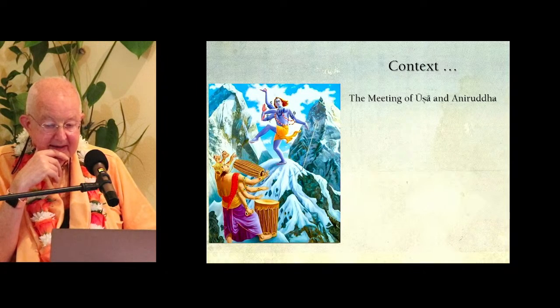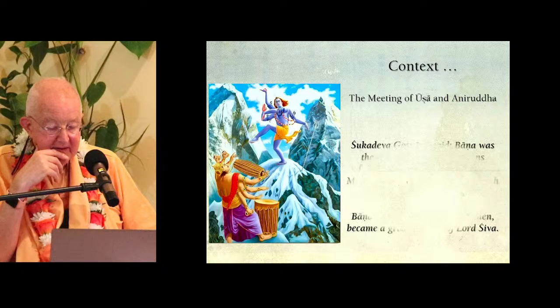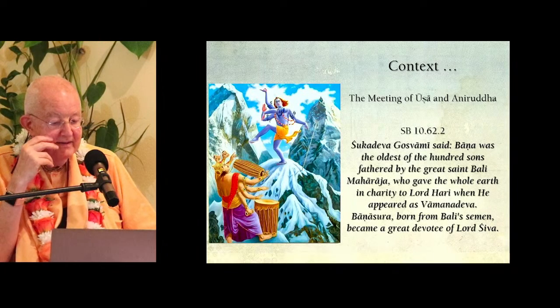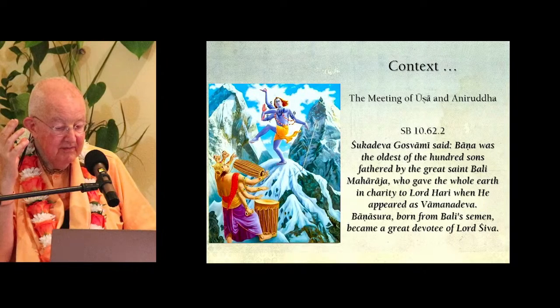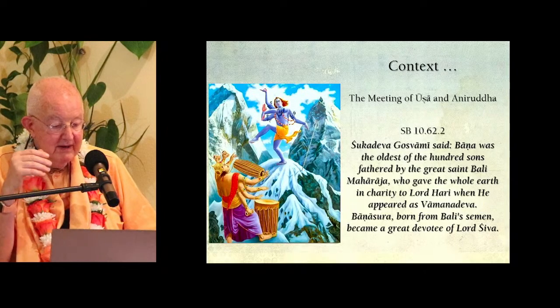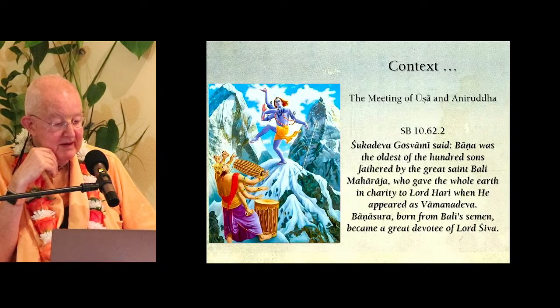This is described in chapter 62 in the meeting of Usha and Aniruddha. So Bana was the oldest of the 100 sons fathered by the great saint Bali Maharaj, who gave the whole earth in charity to the Lord Hari when he appeared as Vamanadev. Bana, the eldest of 100 sons, born of Bali's semen, became a great devotee of Lord Shiva. So he became such a great devotee, he gave him this benediction of 1,000 arms.